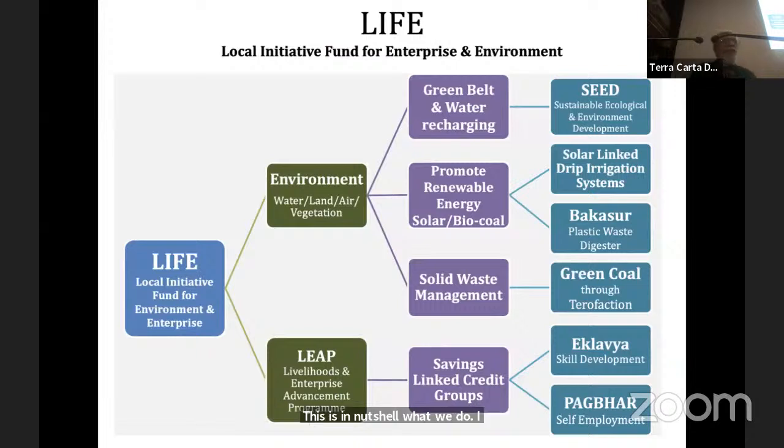I have started a fund called LIFE, Local Initiative Fund for Enterprise and Environment. It has two aspects. One is environmental, another one is livelihood. And in environment, we look at green belt creation and recharging of water bodies. We promote renewable energy, solar and biocoal. We try and work on solid waste management because solid waste also is emitting a lot of methane and greenhouse gases in the air. And we also work with the livelihood of the people through savings and credit programs. All this leads to various initiatives that we will talk about as we go along.